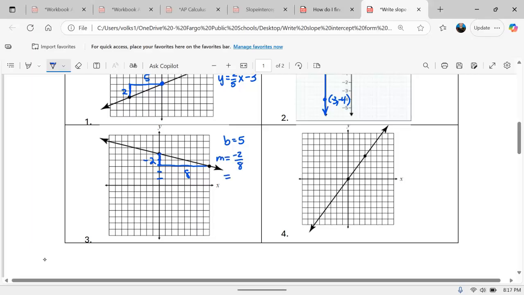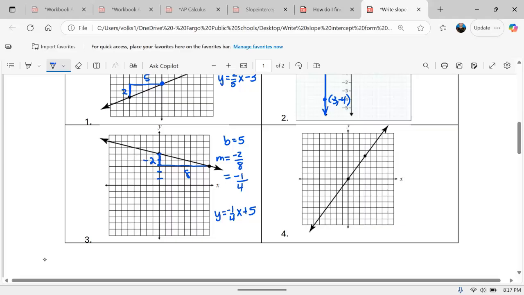We do need you to simplify that, reduce that fraction, since both of those are divisible by 2. So if I divide -2 by 2, I get -1. If I divide 8 by 2, I get 4, so -1/4. So y equals -1/4 x plus 5.